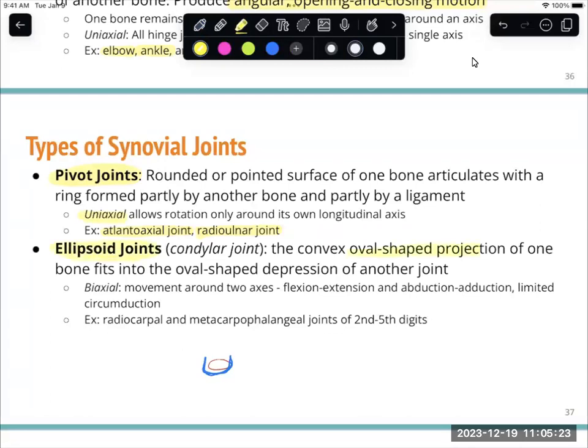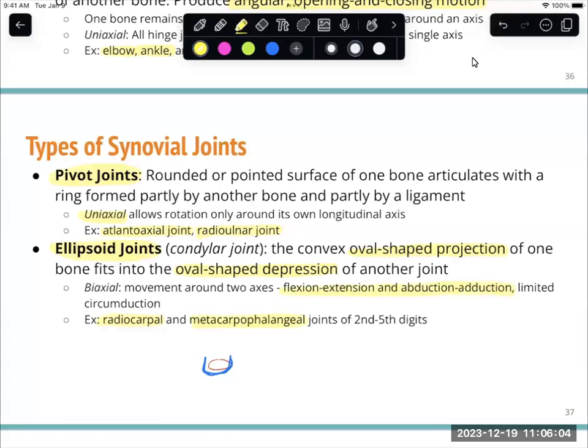So we have this oval-shaped projection that has an oval-shaped depression of that other bone that fits together. Radiocarpal, so between the radius and your wrist bones. That's considered an ellipsoid. The metacarpophalangeal, so the bones that make up your fingers to the bones that make up the palm of your hand. Those are ellipsoid because they allow flexion, extension, abduction, and adduction.